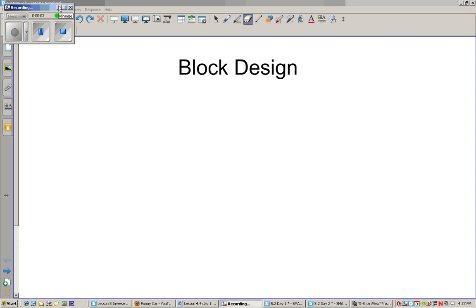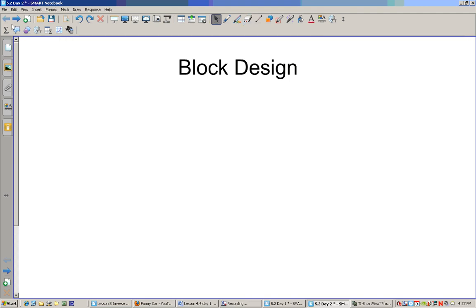Hi, today we are learning about block design in experiments. This is a pretty big idea. It comes up often on the AP exam.